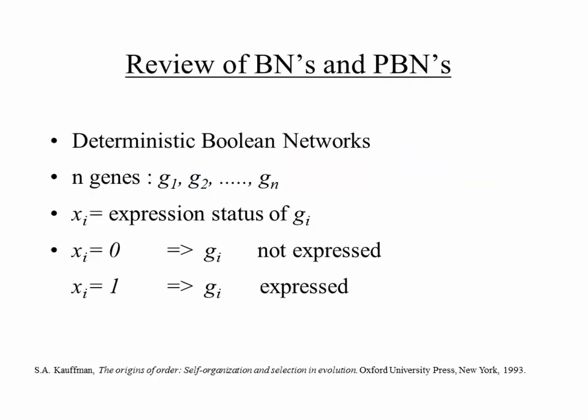All right, so again, while giving this talk, I have to start with a review of Boolean networks and probabilistic Boolean networks. So you have the deterministic Boolean networks. If you have n genes, if Xi is the expression status of the ith gene, the gene expression is taken to be binary. If it's 0, the ith gene is not expressed. If it's 1, the ith gene is expressed, right?